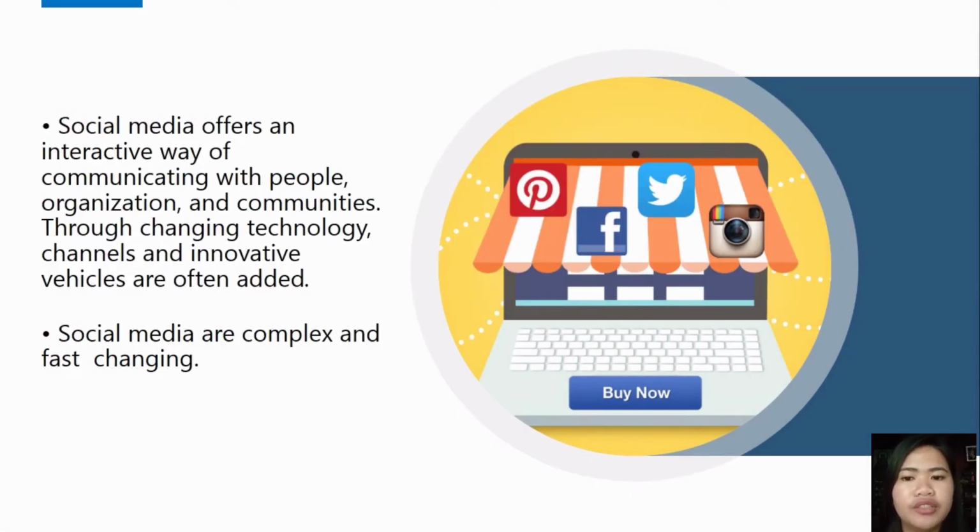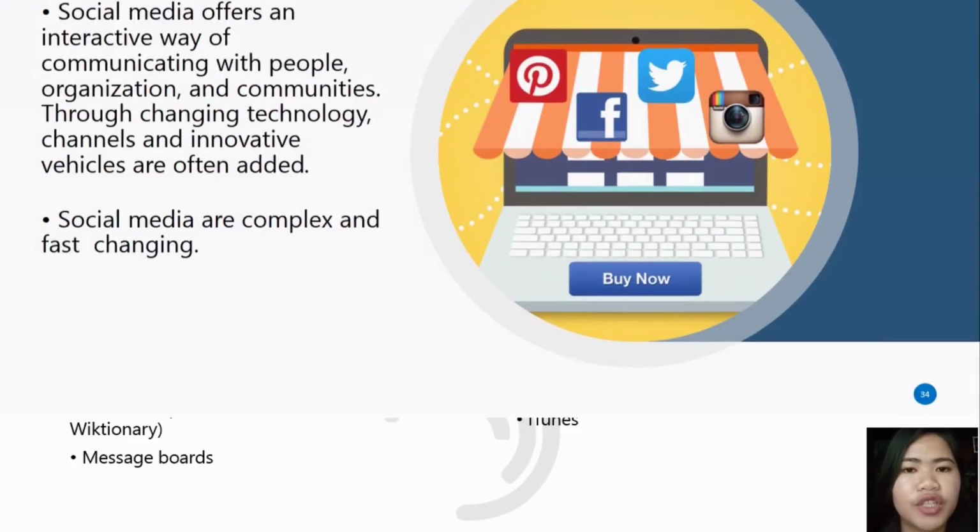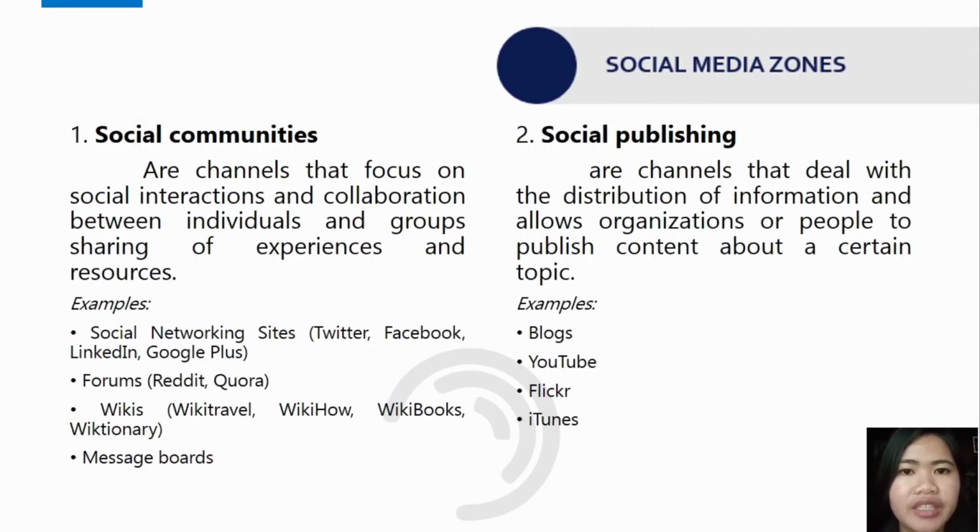Social media employ technology and mobility to offer an interactive way of communicating with people, organizations, and communities. Through changing technology, channels and innovative vehicles are often added. So social media are complex and fast changing. So in order for us to fully understand social media, we must know the different social media zones. The different social media zones are the social communities, the social publishing, social entertainment, and the social commerce.